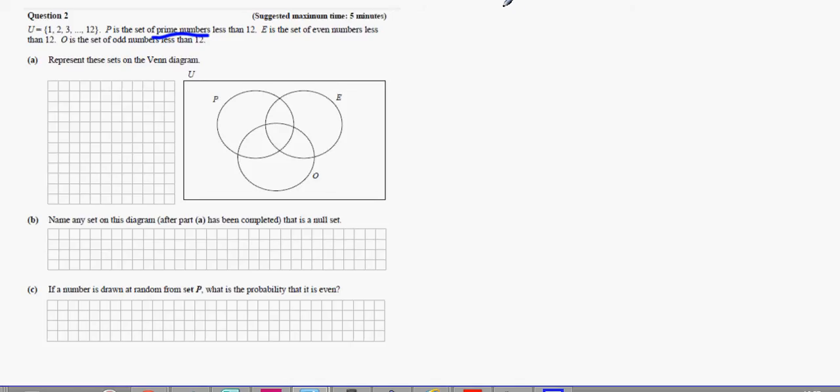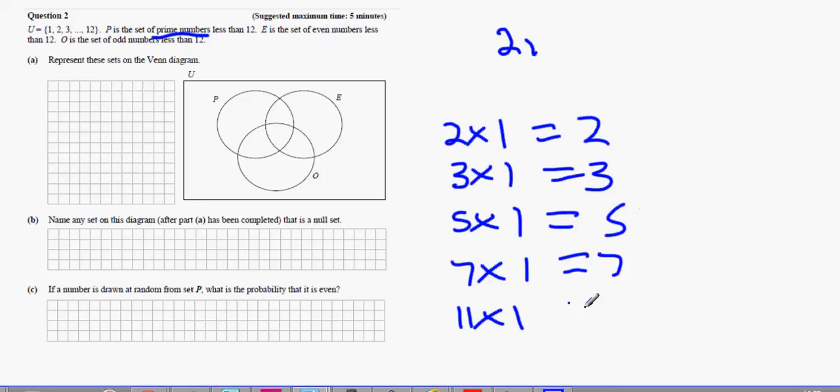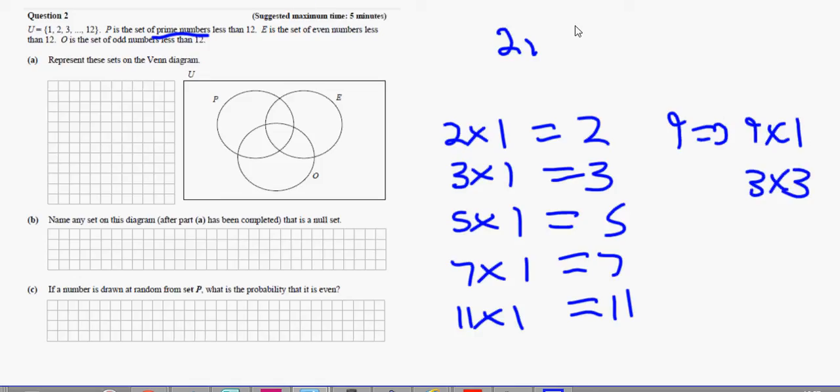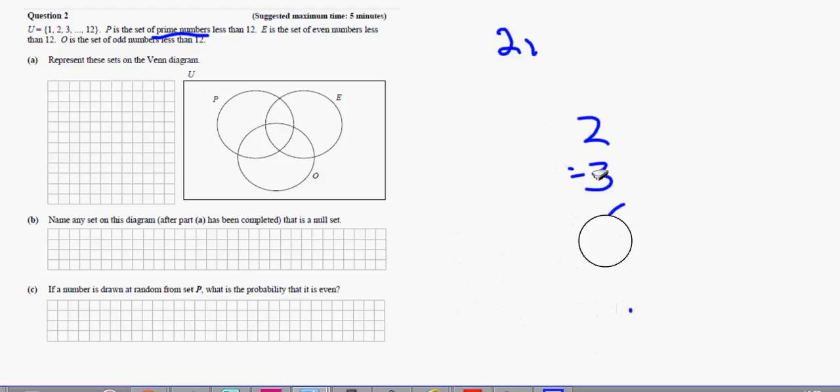Okay. So what we can get for the prime numbers is 2, because it's only 1 is 2 multiplied by 1, 3 multiplied by 1, 5 multiplied by 1, 7 multiplied by 1, 11 multiplied by 1. This is the only way you can get the following numbers: 2, 3, 5, 7 and 11. 9 is not a prime number because it can be written as 9 times 1 and 3 times 3. That's why 9 is not included. Okay, so now we have this list here for prime numbers: 2, 3, 5, 7 and 11. Now remember, they all have to be below 12.